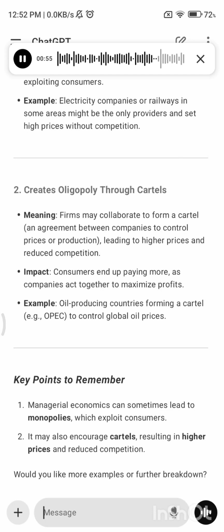Key points to remember. 1. Managerial economics can sometimes lead to monopolies, which exploit consumers. 2. It may also encourage cartels, resulting in higher prices and reduced competition.